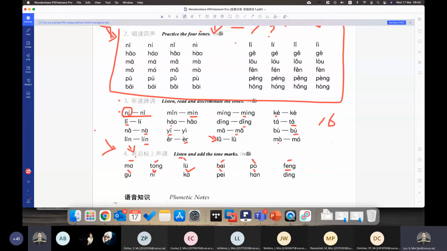Okay, now let's read this together, number 3 and number 4. Repeat after me and read them out loud.